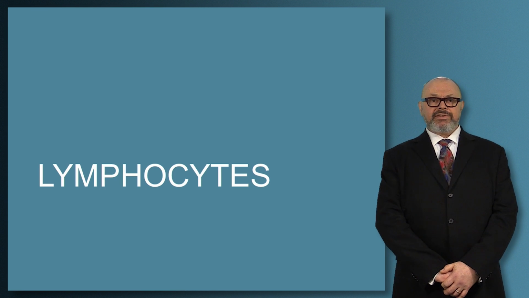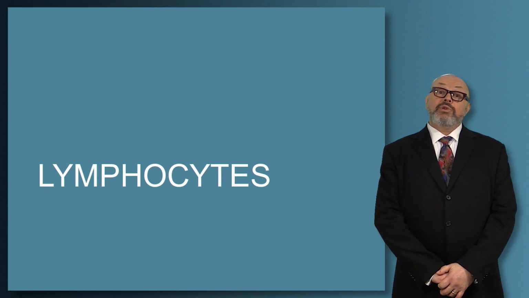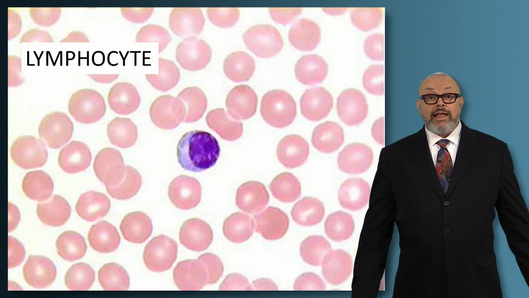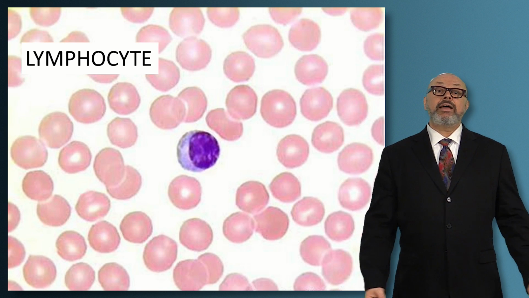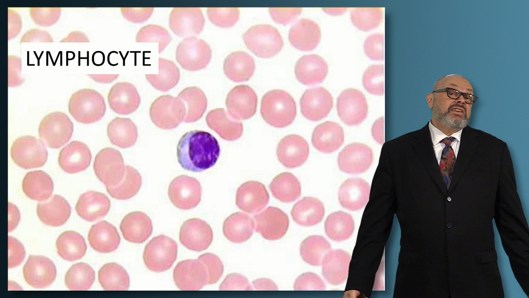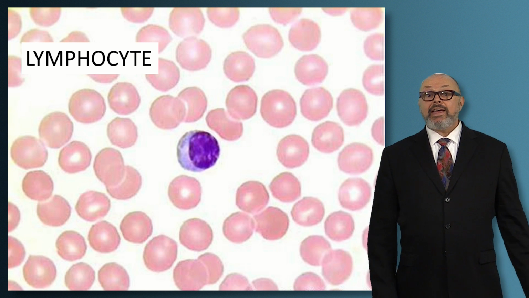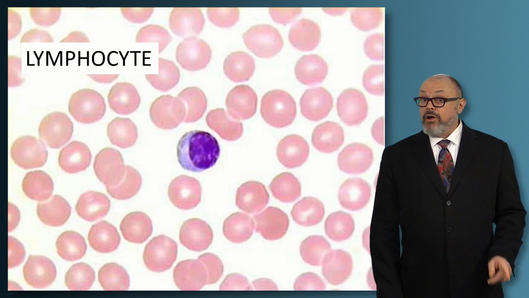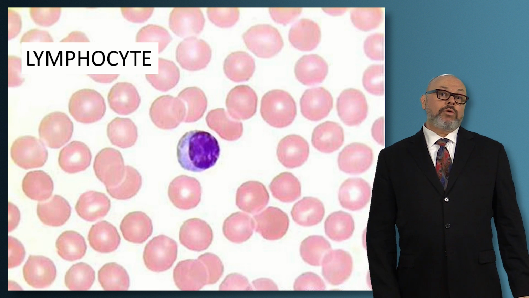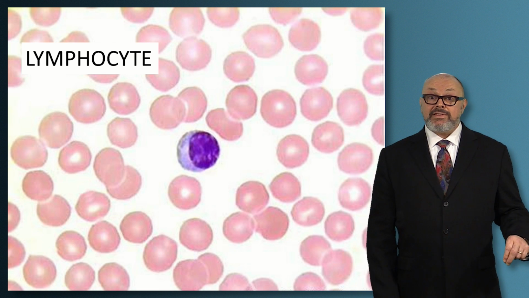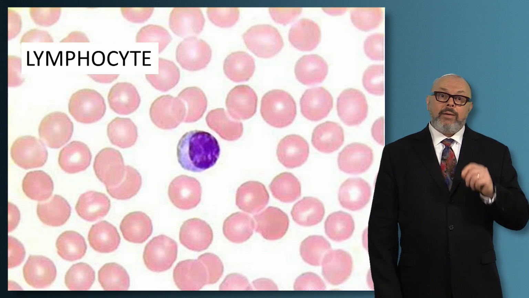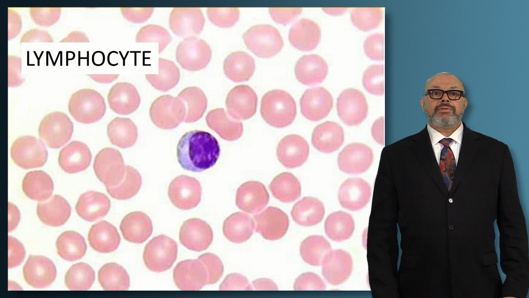Let's go on to lymphocytes. The lymphocytes that we see in the peripheral blood look like this. This lymphocyte may be a T cell, may be a B cell. We can't tell by looking at it down the microscope. There are ways of figuring out and distinguishing T cells from B cells, and you should know about them. Look it up. I had to. I'm not going to tell you the answer.